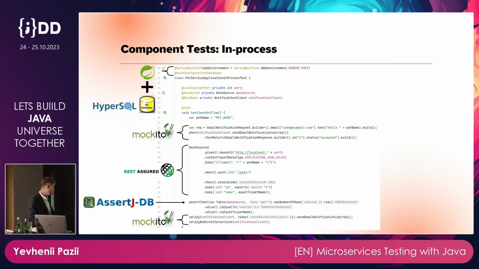At this point, we also need to verify what was created in the database. AssertJ-DB is similar to the AssertJ framework, but it's concentrated on the database. So this example just gets the table and sees that we have just one row in there with the ID one and the name that we expected. But technically, it can do much more. It can find out the difference between the database state before the test execution and after, so you can see what has changed in the scope of running this test. And with Mockito, again, we verify that we had a REST call to another service.